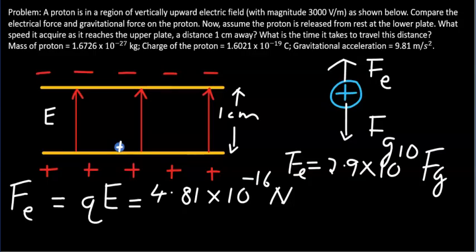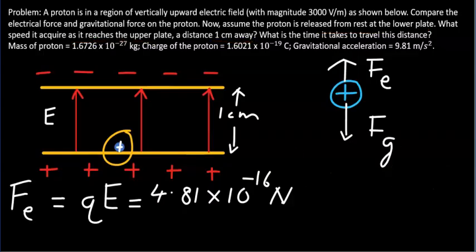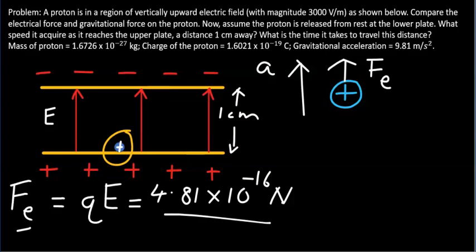Now let's look at the rest of the problem. Assume the proton is released from rest at the lower plate. What speed does it acquire as it reaches the upper plate, a distance 1 centimeter away? As we have pointed out earlier, the gravitational force can be neglected in comparison to the electric force. We also see the electric force is a constant. That means the acceleration is a constant, and we can use kinematics to solve this problem.